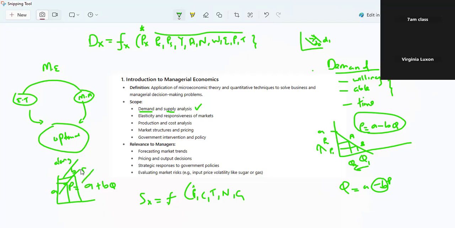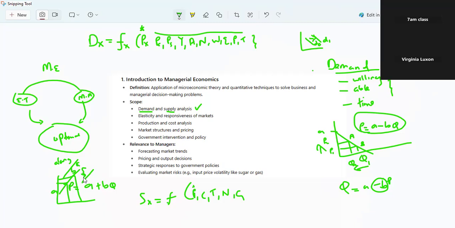If there's an increase in technology, supply will move to the right. If population increases, supply shifts to the right. But if supply goes down, there'll be a shift to the left. So a shrinkage is to the left, and an increase is to the right. These are some of the factors.